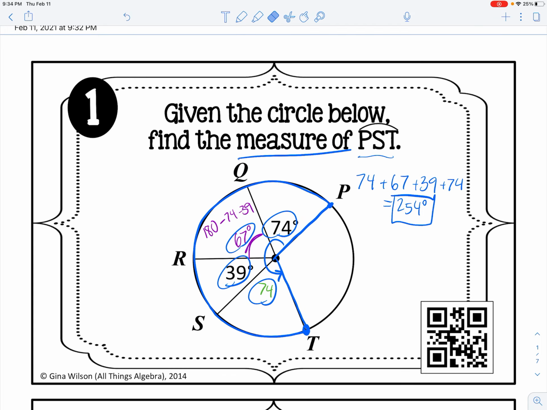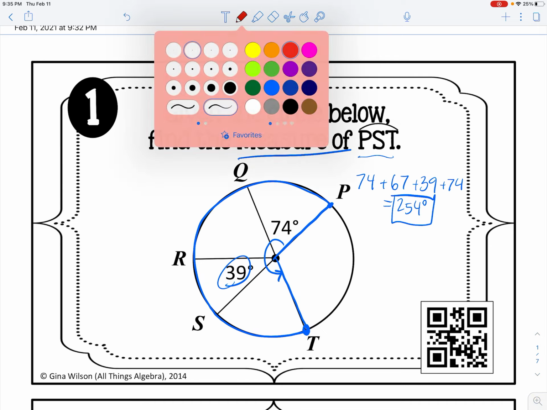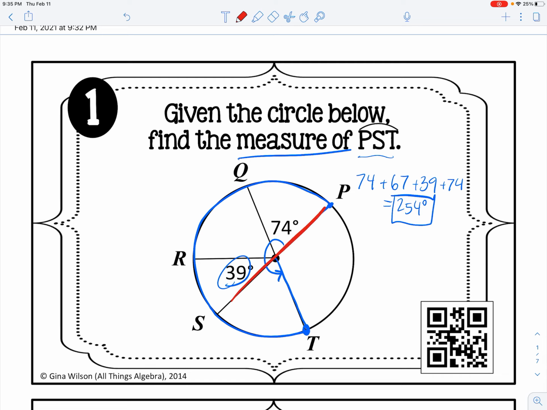Okay, the other way you could look at this, if you want, let's erase some of this stuff, is that if we look, this makes a straight line right here. So I know at least that way, or any of these make a straight line. So like, let's say that's a straight line right there. So we know this is 180 degrees. Then we know the rest of it is 74 right there. So if I do 180 plus 74, I also get 254. Okay, so however it works out best for you, however you see it, as long as we get to the same answer, we are good there.